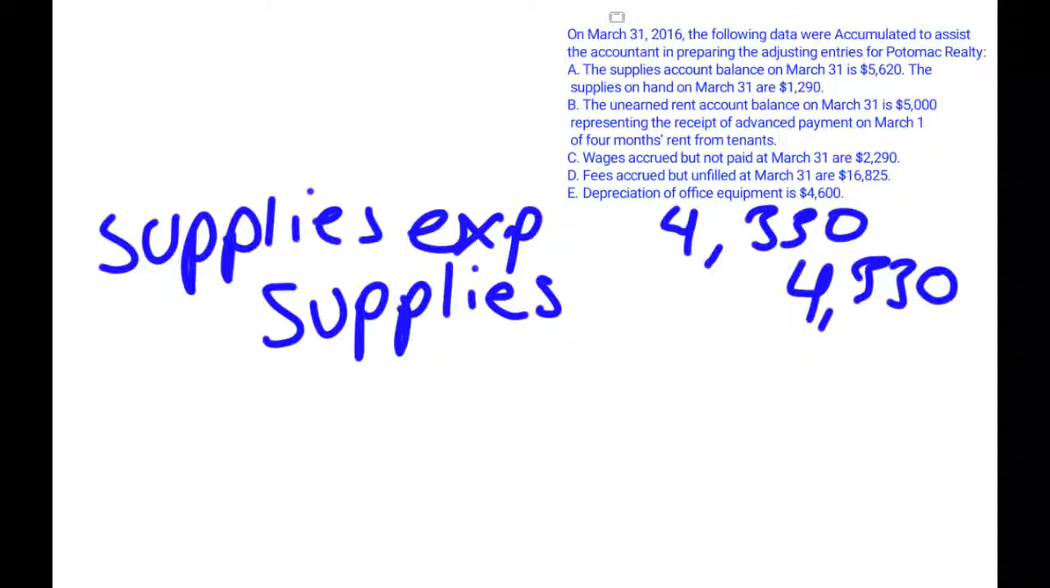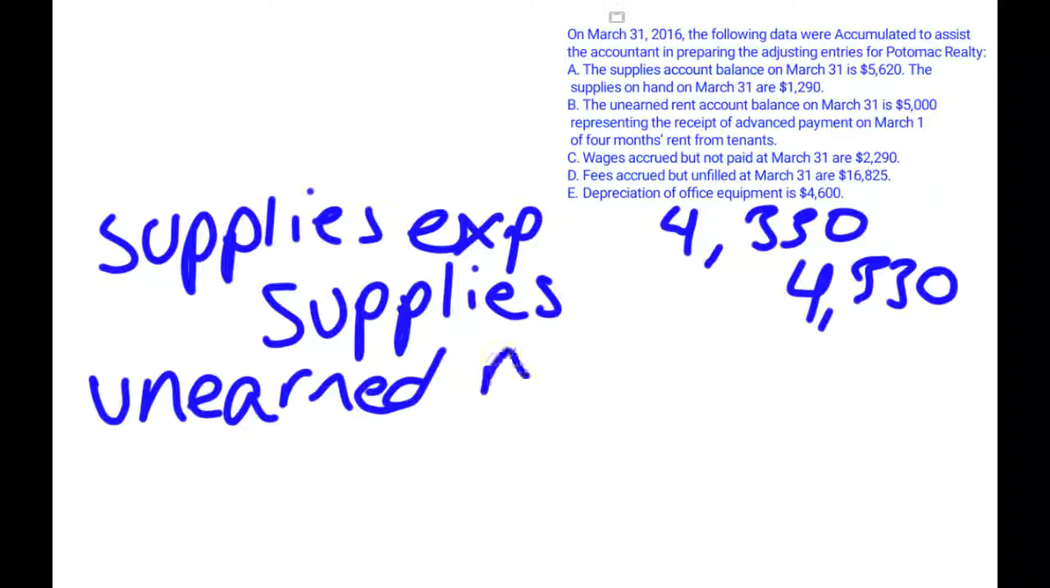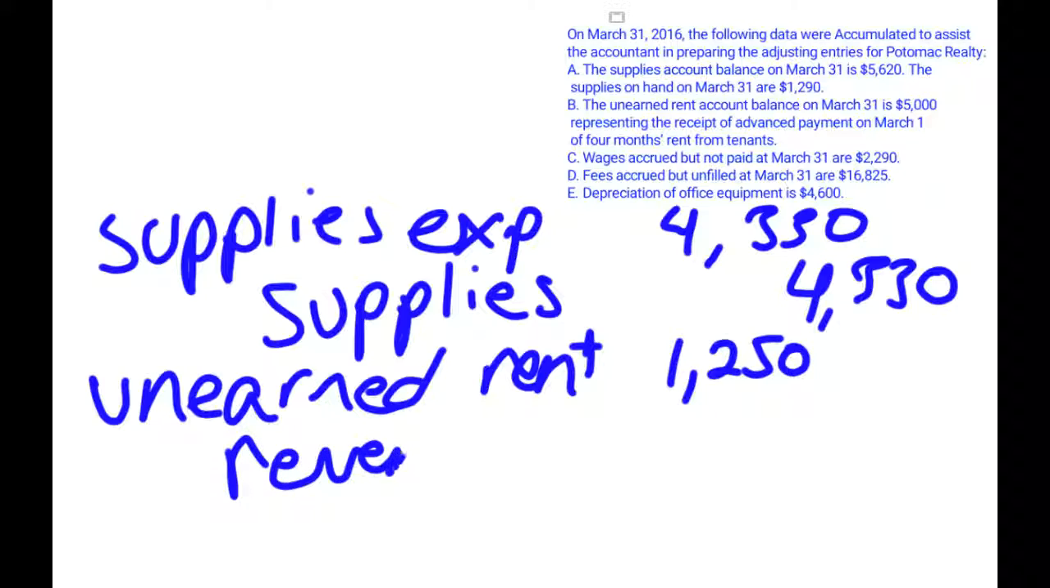So for B, you have unearned rent being debited, and that will be for the $1,250, and then revenue will be credited for the $1,250.